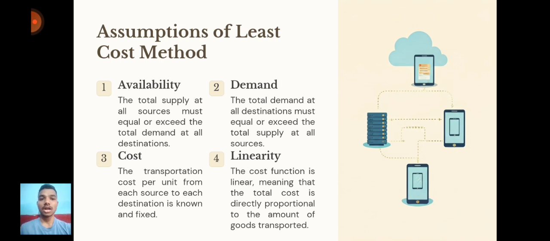Third one is cost. The transportation cost per unit from each source to each destination is known and fixed. Fourth one is linearity. The cost function is linear, meaning that the total cost is directly proportional to the amount of goods transported.